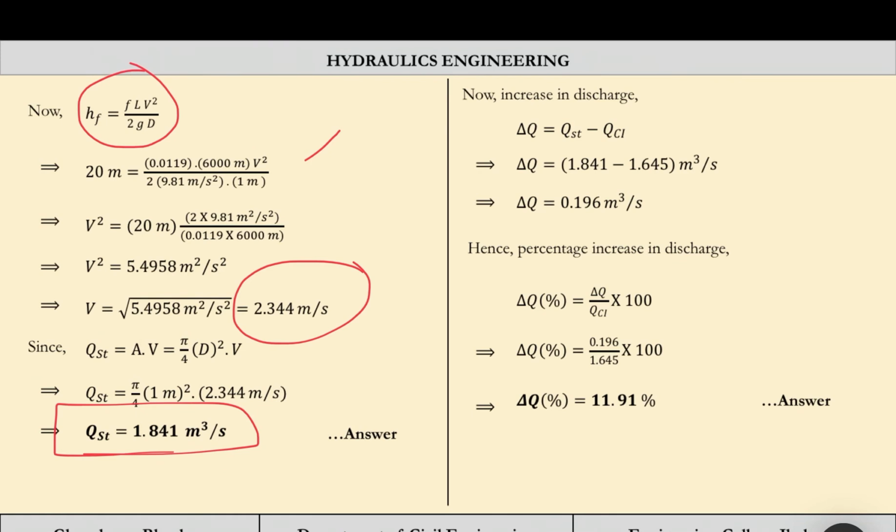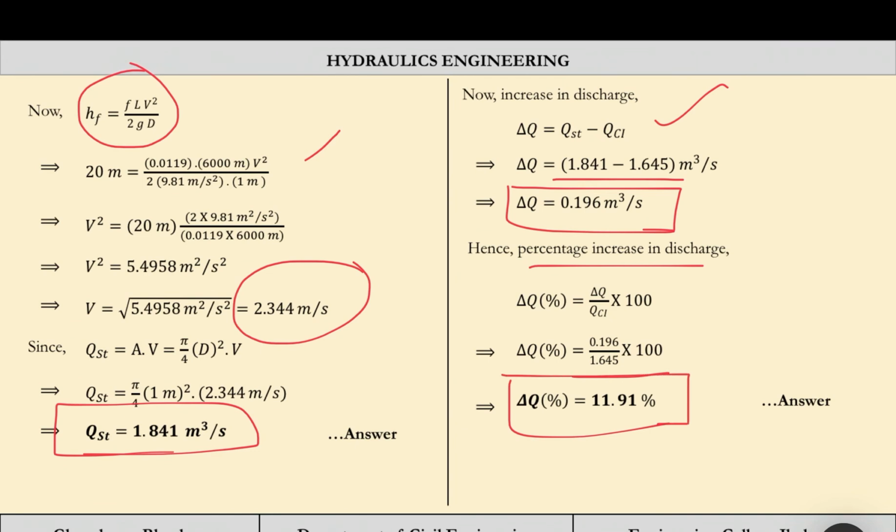So we wanted to know in the question the percentage increase. So percentage increase can be calculated. First we have to take the difference, how much more this discharge is from the cast iron pipe discharge. So 1.841 minus 1.645 is coming out to be 0.196 meter cube per second. And for percentage, it is 0.196 divided by 1.645, the actual discharge in the cast iron pipe. And delta Q in percentage, if you calculate, you will get 11.91%, almost 12% increase.